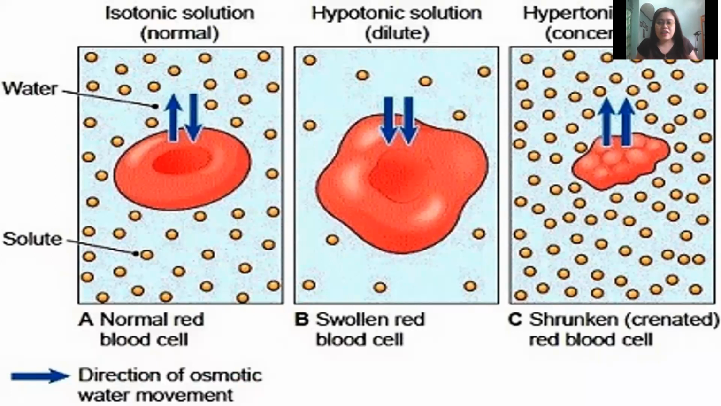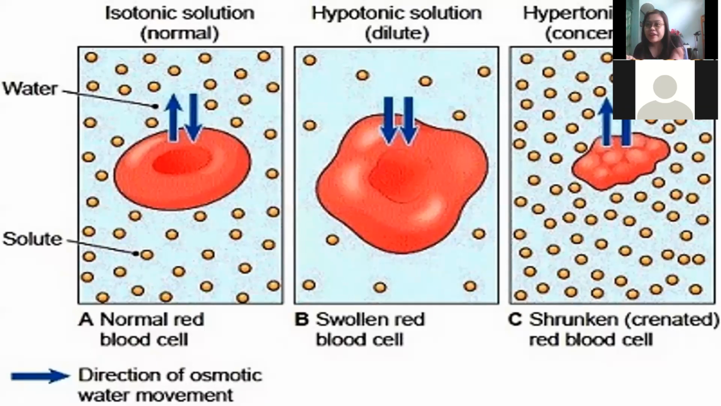So let's continue. But before that, let's have a little review first about the colligative properties since na-complete ko na siya, yung apat. Di ba, we started with the vapor pressure lowering. I hope you can remember that if we add solute sa ating solution, that means that the vapor pressure will be lowered and consequently, the solution will not easily evaporate.